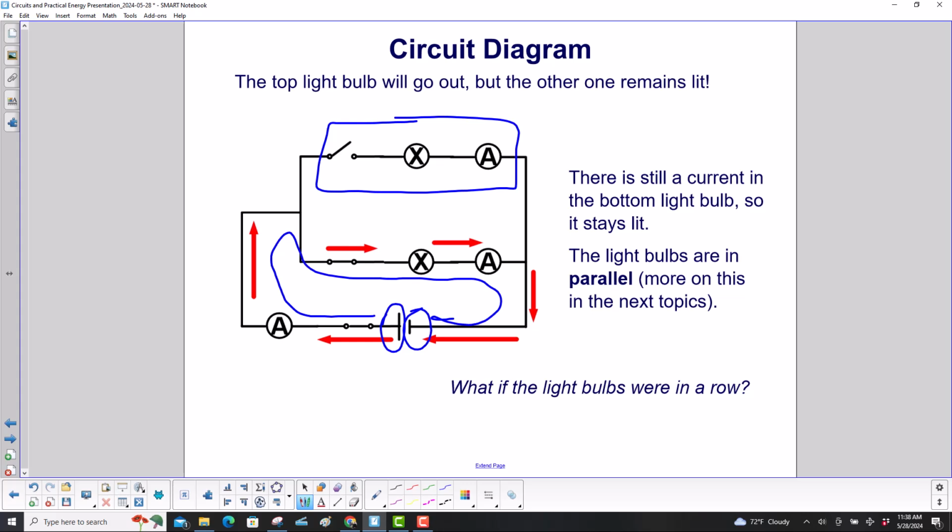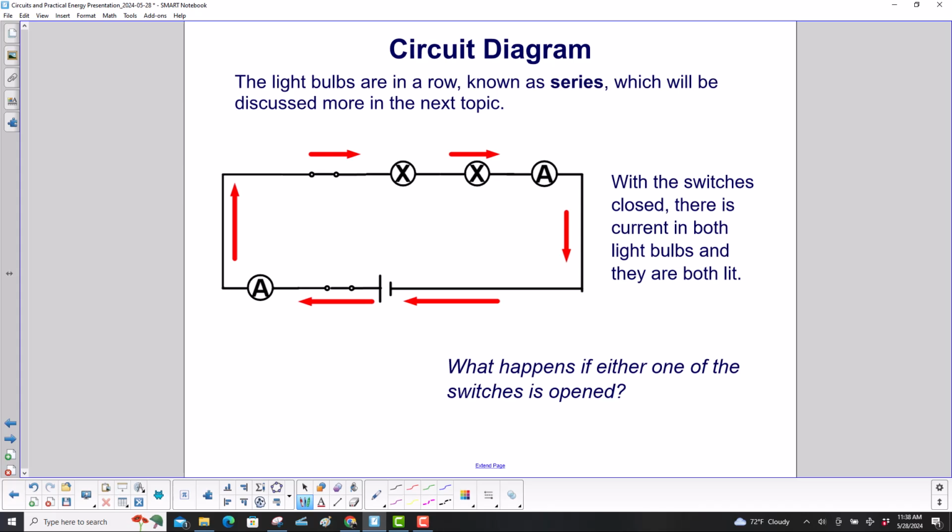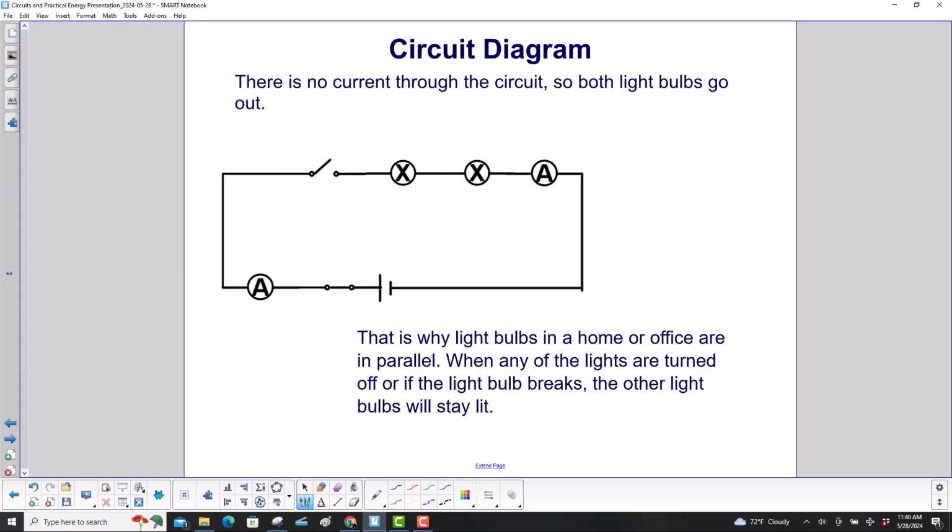What if the light bulbs were in a row? Now the light bulbs are in a row, and we know that as series, which will be discussed again more in the next topic. With the switches closed, there is current in both light bulbs, and they are both lit. What happens if either one of the switches is opened? This time, with the switch open, there is no current through the circuit anywhere, because the current won't flow through an open switch here. So the current cannot get back, so it doesn't flow at all.